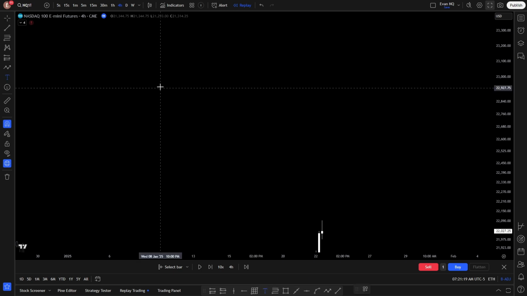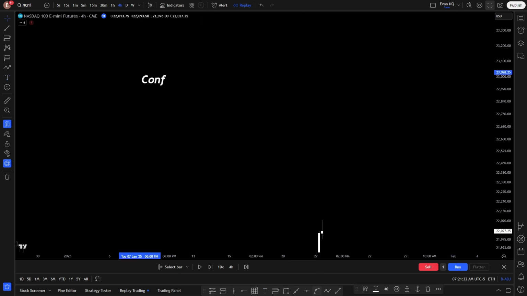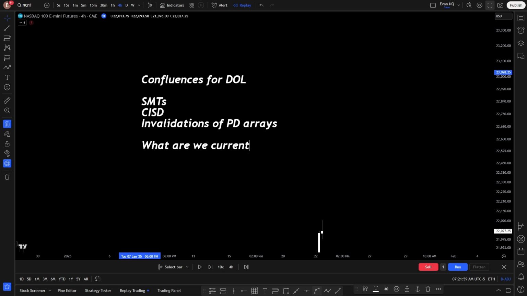I like to use, I'm going to write it down. Confluences for drawn liquidity. I like to use SMTs. I like to use change in the state of deliveries. I like to use invalidation of PD arrays. You know, these are the main three things that I use to basically help me see where price is likely to go, right? And I also ask myself, what are we currently respecting?